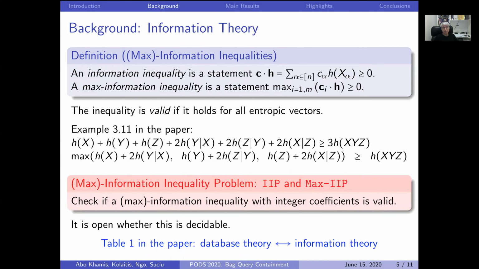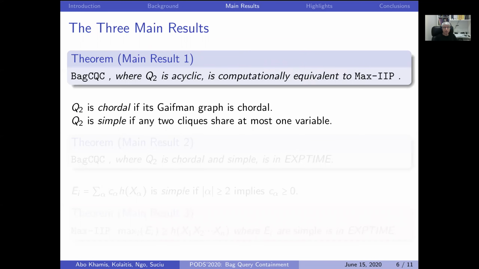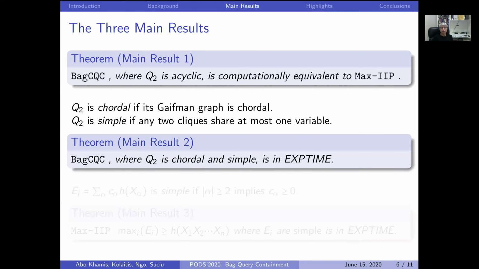I recommend looking up Table 1 in the paper, which has an extensive correspondence between concepts in database theory and those in information theory. So with this background in mind, we can now describe our three main results. Our first result says that the bag query containment problem when Q2 is acyclic is computationally equivalent, by many-one reductions, to the max information inequality problem. For the second result, we need some technical definitions. We call Q2 chordal if its Gaifman graph is chordal, and we call it simple if any two cliques share at most one variable, which means the tree decomposition is such that any bags share at most one variable. Our second result says that when Q2 is both chordal and simple, then the query containment problem under bag semantics is decidable, and it is decidable in exponential time.